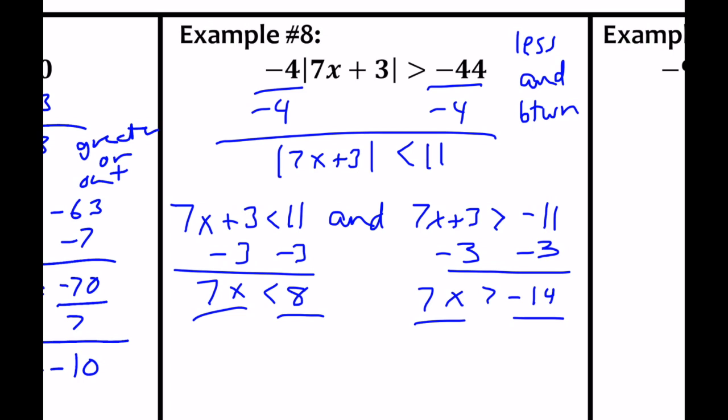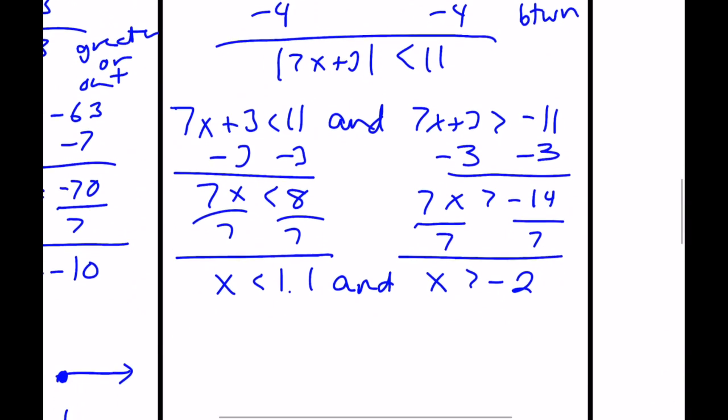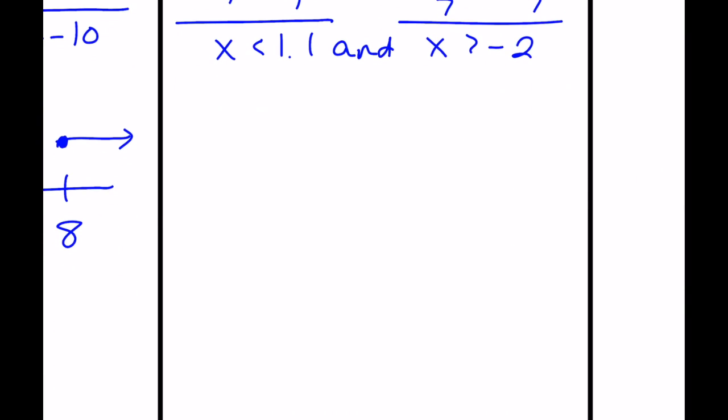Remember, the 8 and the negative 14 should look like different numbers. They should not be opposites of each other at this point. Divide all 4 parts by 7. 8 divided by 7 does not give us a whole number. We end up with about 1.1, and negative 14 divided by 7 is negative 2. So we get x is less than 1.1 and x is greater than negative 2.